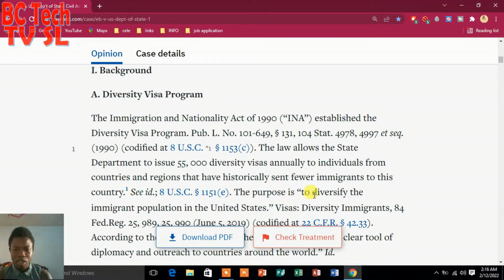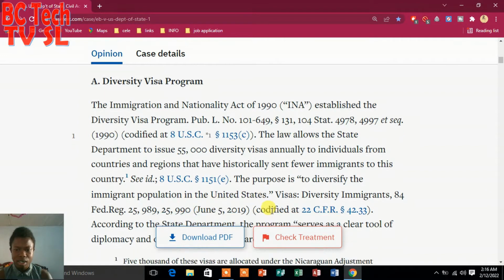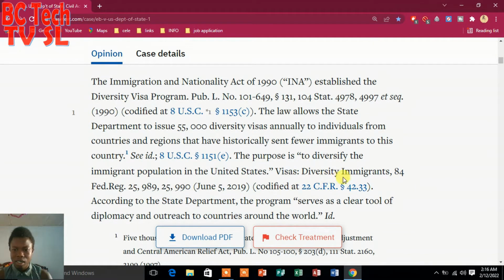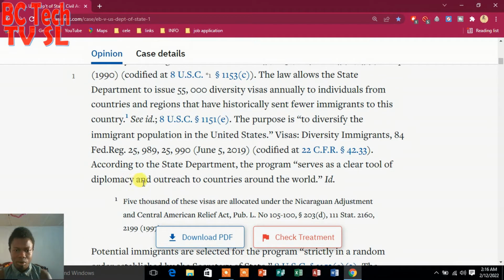The purpose is to diversify the immigrant population in the United States. This is why it is called the diversity immigrant visa. According to the State Department, the program serves as a clear tool of diplomacy and outreach to countries around the world.